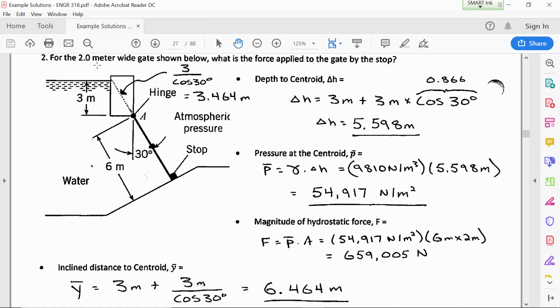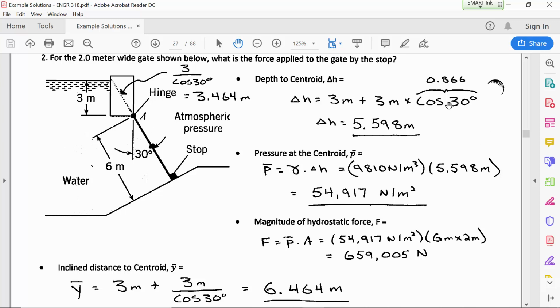Okay, so we find the depth of the centroid by looking at the geometry here. If it's inclined at 30 degrees, then that tells us that most of that 3 meters of length, the inclined distance from the hinge to the centroid is 3 meters. And it's only at a 30-degree angle, so most of that 3 meters is still going to be vertical. So multiply the cosine of 30, which is 0.866. So 86% of the length will be vertical. So 5.598 meters is the delta H.